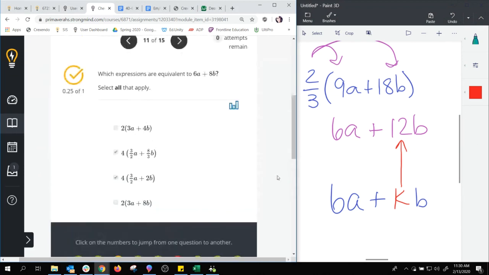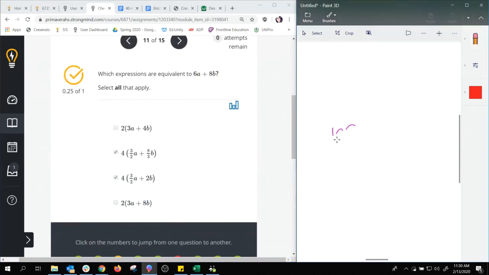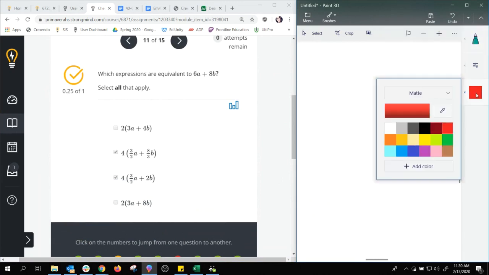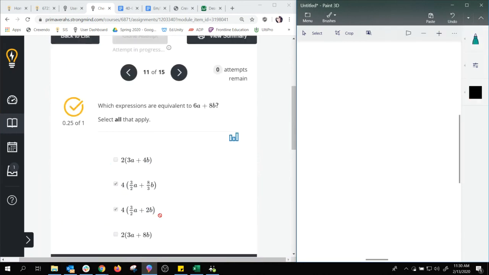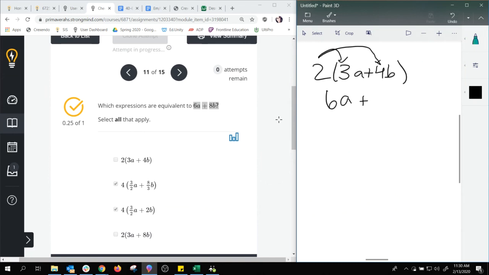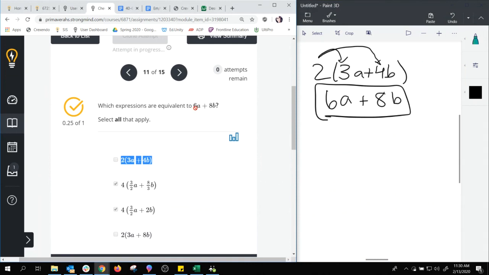All right, number 11. Which expressions are equivalent to 6a plus 8b? So on these ones, all that we have to do is distribute everything here to see if we get 6a plus 8b. So let's start at the top. Remember that when you're distributing, you're taking the number outside and multiplying it to everything inside. So 2 times 3 gives me 6a. 2 times 4 gives me 8, and then b. So this first one works because I have the 6a plus 8b.